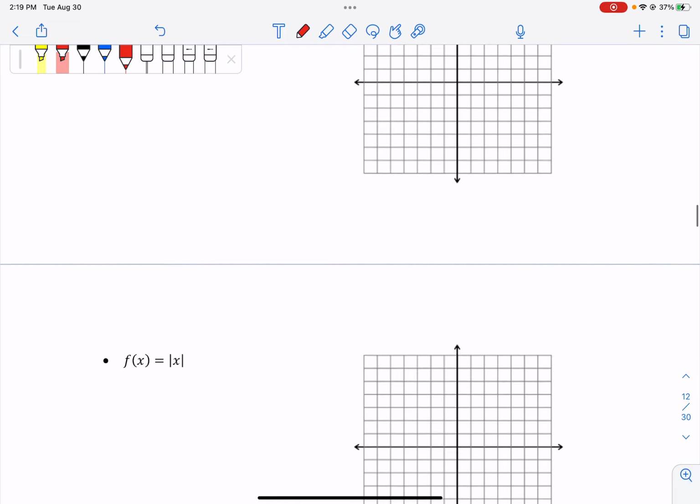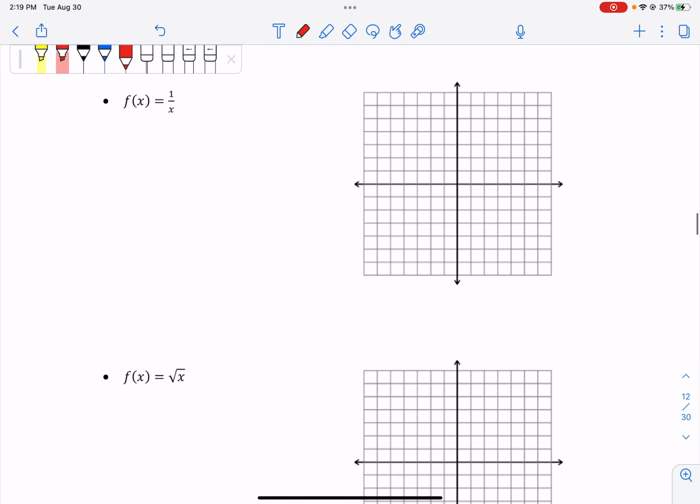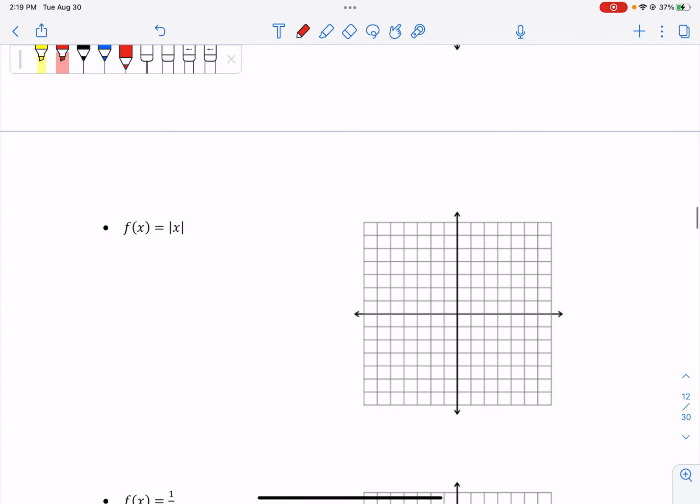Now I'm going to skip x cubed and 1 over x for now. I'll do the absolute value of x. And what this absolute value function sign means is that it takes everything inside that's negative and makes it into a positive. And if something inside is already positive, it still remains positive. And you'll learn a lot more about this, especially when we start graphing absolute value functions in calculus.